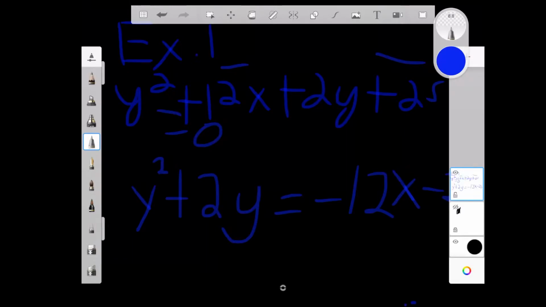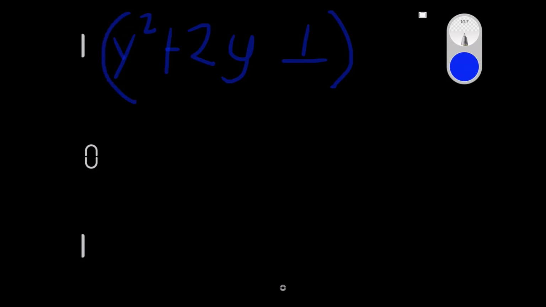So, we're going to do completing the square in this equation. So, y squared plus 2y, we're going to complete the square. So, 2 divided by 2, squared is 1. Equals what we wrote earlier, negative 12x minus 25. So, what we added on one side, we also add here. So, plus 1.